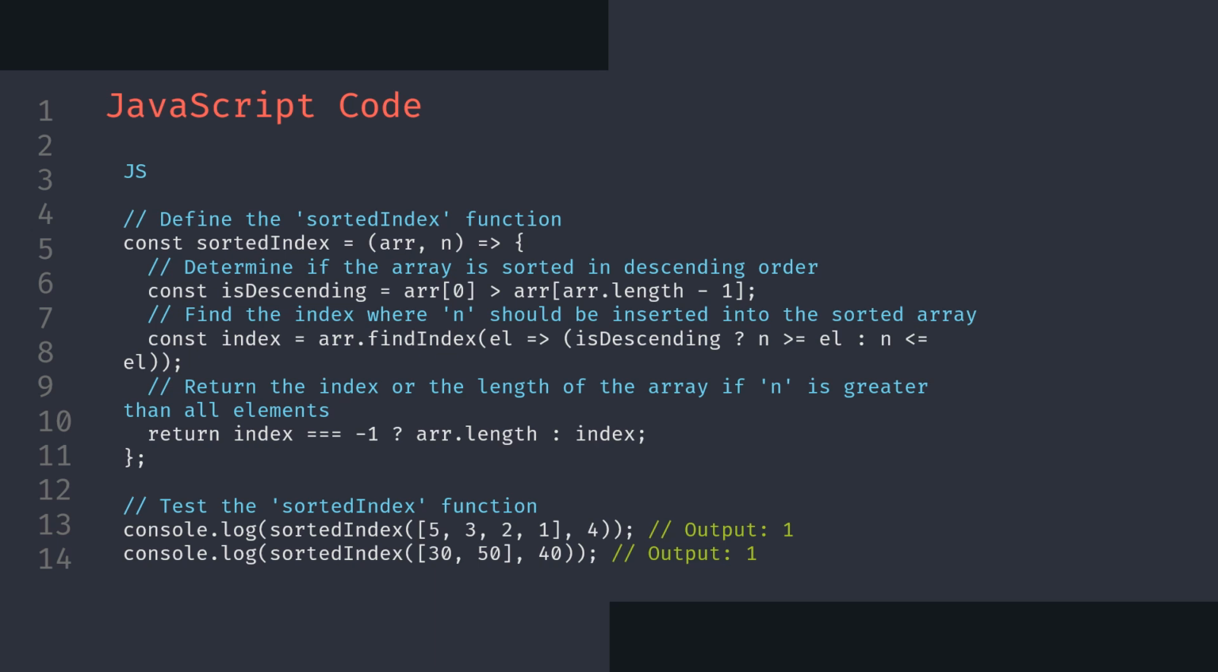This function first checks whether the array is sorted in ascending or descending order. It then scans the array using findIndex to locate the lowest valid position for insertion. If no valid index is found, the function returns the array's length, meaning the value should be placed at the end.